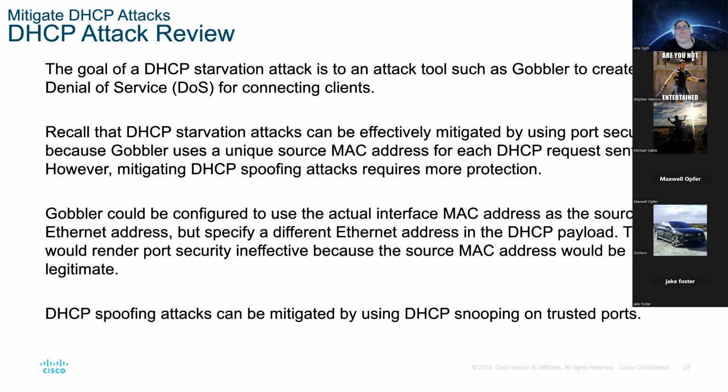However, mitigating DHCP spoofing attacks requires more protection. It's actually a fairly common attack that you're going to see on pretty much any network. Gobbler could be configured to use the actual interface MAC address as the source Ethernet address, but specify a different Ethernet address in the DHCP payload. This would render port security ineffective because the source MAC would be legitimate. DHCP spoofing attacks can be mitigated by using DHCP snooping on trusted ports.